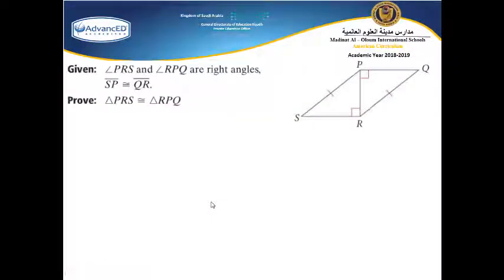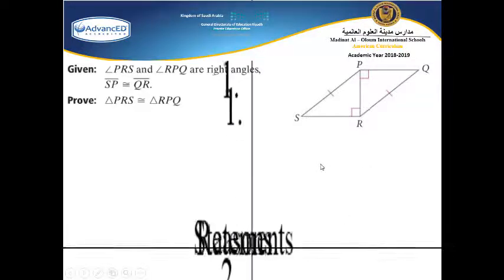By looking at this question, the given is that angle PRS and angle RPQ are right angles, and SP is congruent to QR, as you see here in the given. Prove that the triangle PRS is congruent to the triangle RPQ. How to prove that the two triangles are congruent using the given? We will make a two column proof.